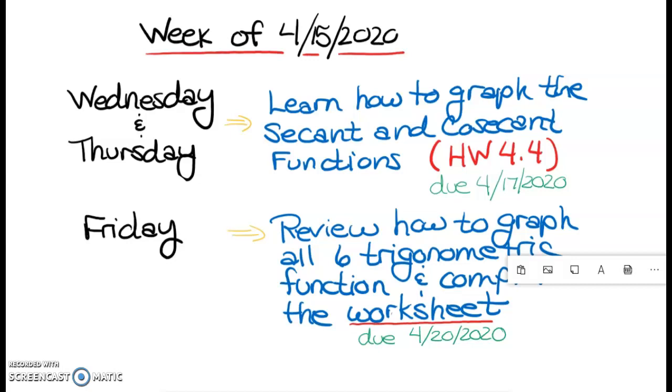This week in Honors Algebra 2 and Trigonometry, we're going to be looking at how to graph the secant and cosecant functions on Wednesday and Thursday. By the time we're done with the videos on Thursday, you should know how to graph both kinds of functions.